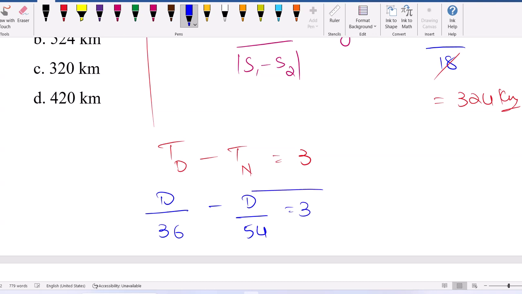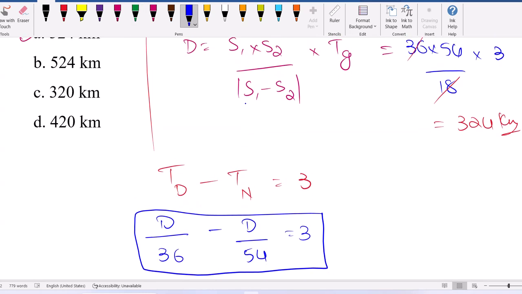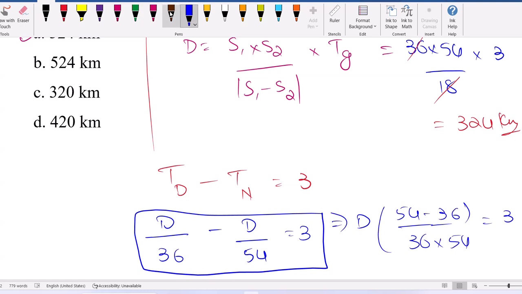Actually, the formula I wrote is developed from this one only. How, sir? You see, take d. Here the denominator is product of speeds, numerator is 54 minus 36, the difference between speeds, equal to 3. If I send this to that side, 3 into product of speeds divided by difference between speeds. From this basic concept only, that formula is developed. This is the direct formula, or else this is how that formula is developed.